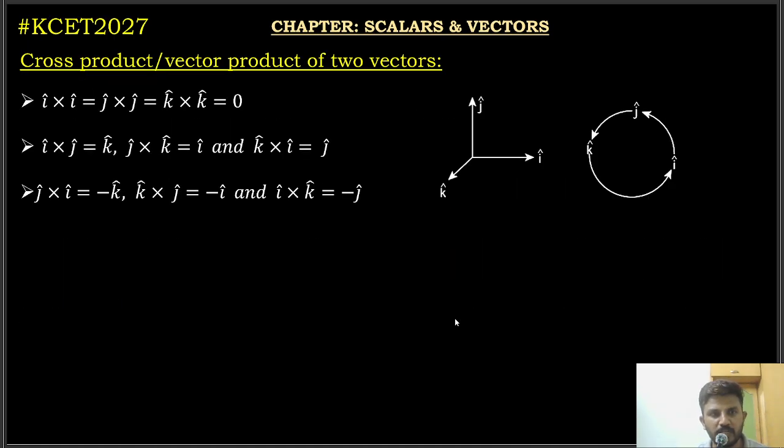Okay, then if you find I cross I, J cross J, K cross K, its value will be 0 because theta is equal to 0. AB sin theta, sin 0 degree is 0, you will get 0. But I cross J is K cap, J cross K is I cap, K cross I is J cap, and in the opposite order you will get minus signs. Okay, make a note of all this.